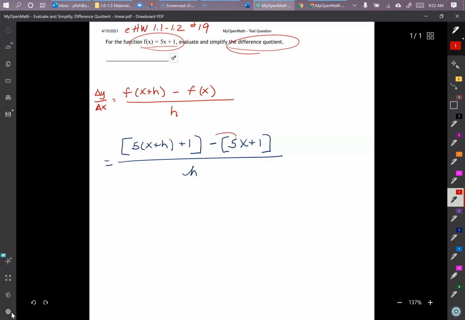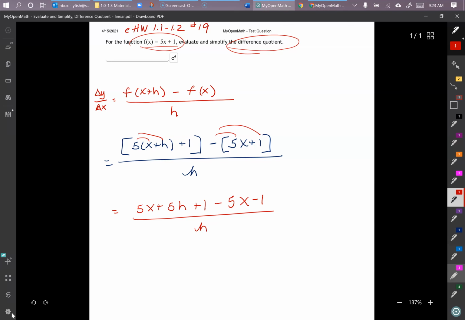Now we're going to distribute the negative here. Don't forget to do that. And you'll end up with 5x plus 5h plus 1. So the 5 gets distributed only to the x plus h. In the previous problem where it was a quadratic, we had to expand out the binomial squared first and then distribute, but this is just a linear, so I'm good with my order of operations there. Then I have minus 5x minus 1. And notice, I'm going to have some opposites there, and that's what I'm looking for.